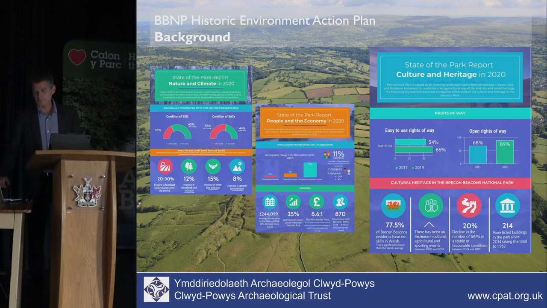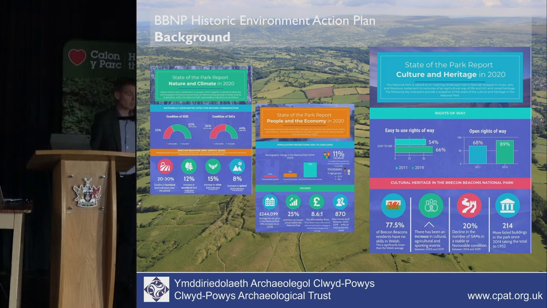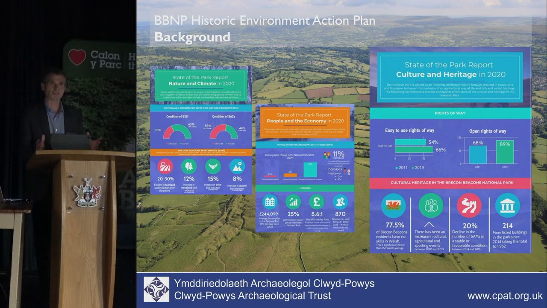Now, one of the reasons to think about why we need action in the historic environment are these State of the Park reports, which have been produced over the last few years, one in 2014, the most recent one in 2020. It looks at a wide range of indicators. You can't see any of these images here, but the one here is nature and climate. In the middle, you've got people and the economy, and then on the right-hand side, you've got culture and heritage. Looking at a whole range of different variables, how you measure the well-being, if you like, of these different elements of what creates the national park landscape.